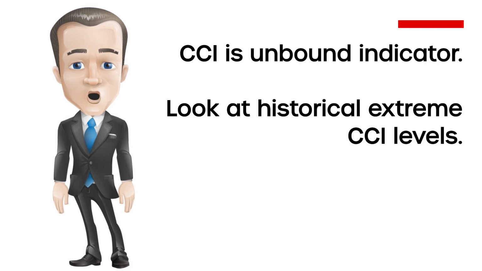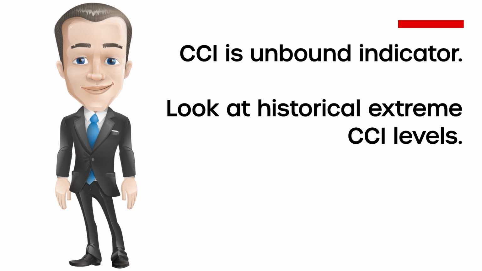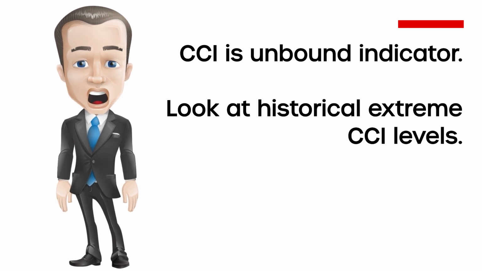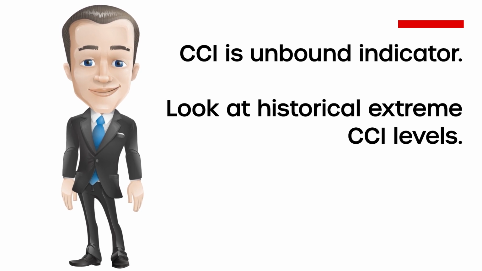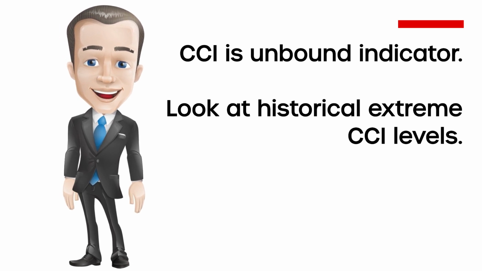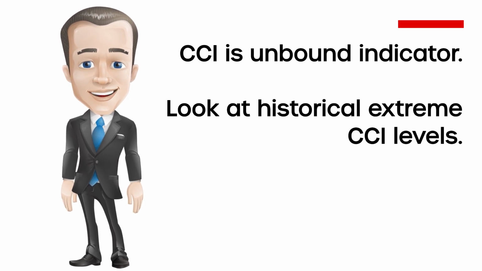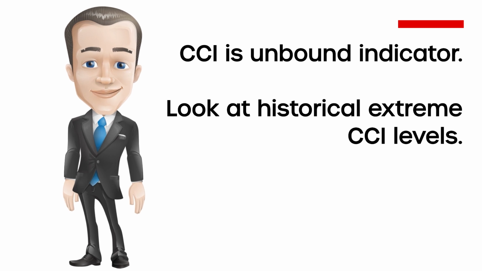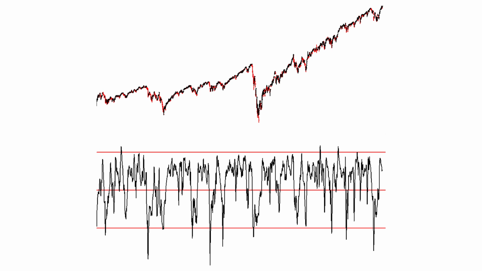CCI is an unbound indicator, meaning it can go higher or lower indefinitely. For this reason, overbought and oversold levels are typically determined for each individual asset by looking at historical extreme CCI levels where the price reversed. Throughout my trading career, looking at extremes has helped me a lot, for example with the VIX and the VXN.